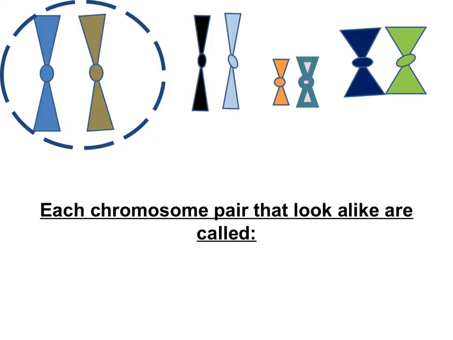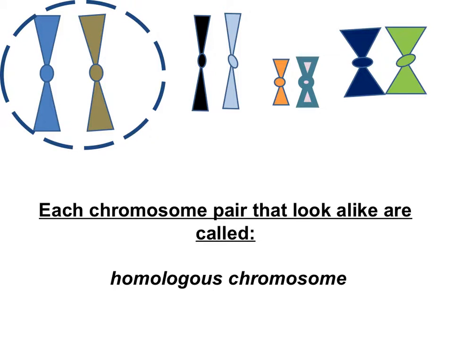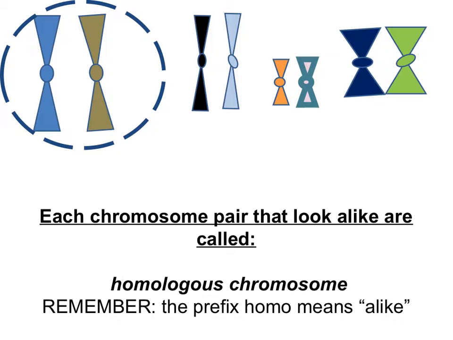And some new vocabulary here. Each chromosome pair that looks alike are called homologous chromosomes. So, when you have 2 chromosomes that are kind of like a pair, they are called homologous chromosomes. And try to remember that you could have probably figured this out due to the prefix, right? Homo means alike, so these are alike chromosomes.